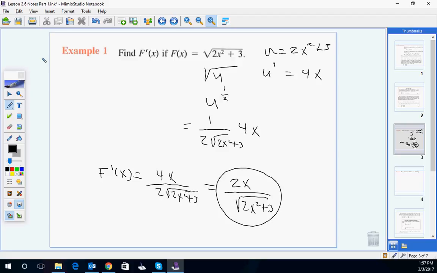Any questions? Since it's just the derivative of the outside times the derivative of the inside. We have an inside now, something in brackets or something in a radical. That's your inside.